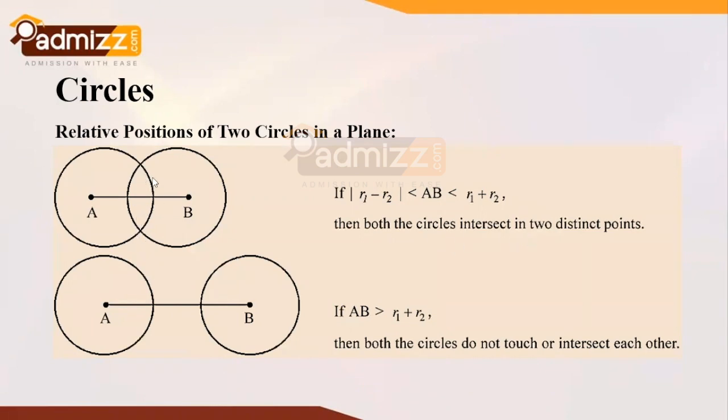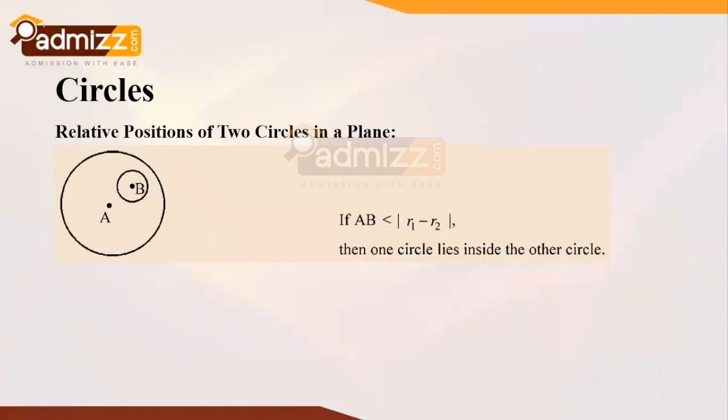That is the case like this way. And if AB value is greater than R1 plus R2, then we can come to a conclusion that they are not touching each other, or they do not intersect each other. The last part, that is, if AB value is less than modulus of R1 minus R2, then one circle lies inside the other circle.